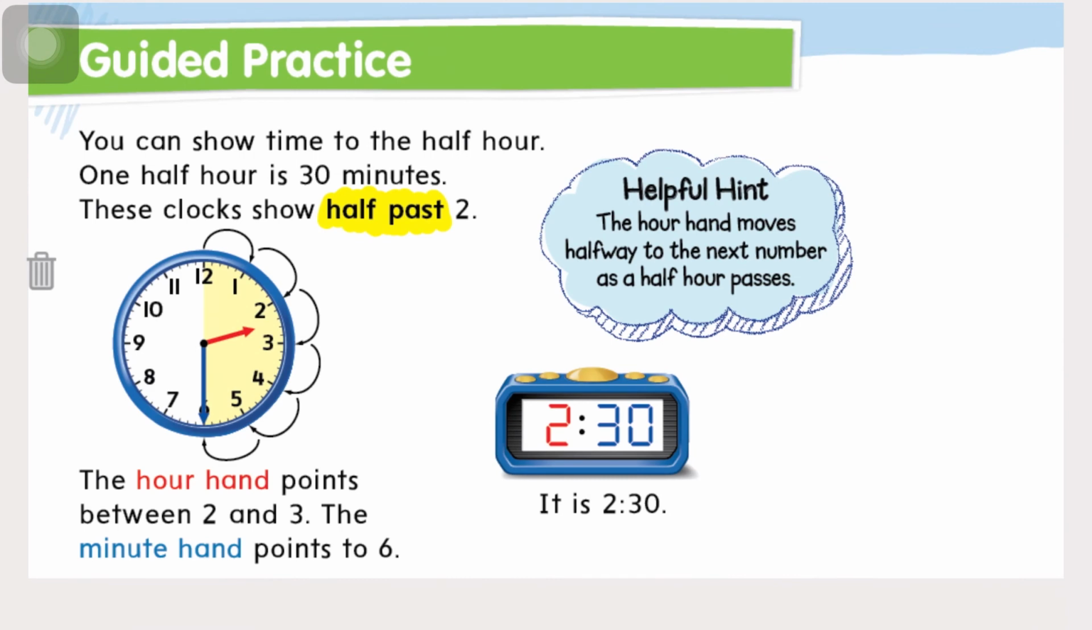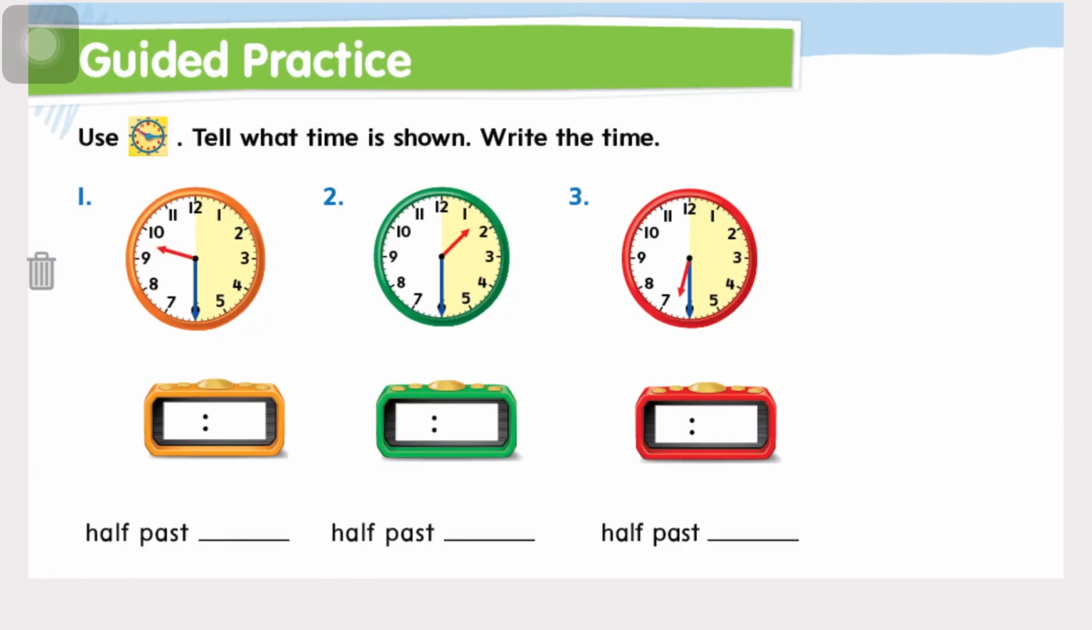Then you may flip to page 560 for our guided practice. It says you can show time to the half hour. 1 half hour is 30 minutes. These clocks show 2:30. The hour hand points between 2 and 3. The minute hand points to the 6. So this is 2:30. It says, helpful hint, the hour hand moves halfway to the next number as a half hour passes. And that's what we've been talking about. It's not going to be directly on the 2 because it is on its journey.